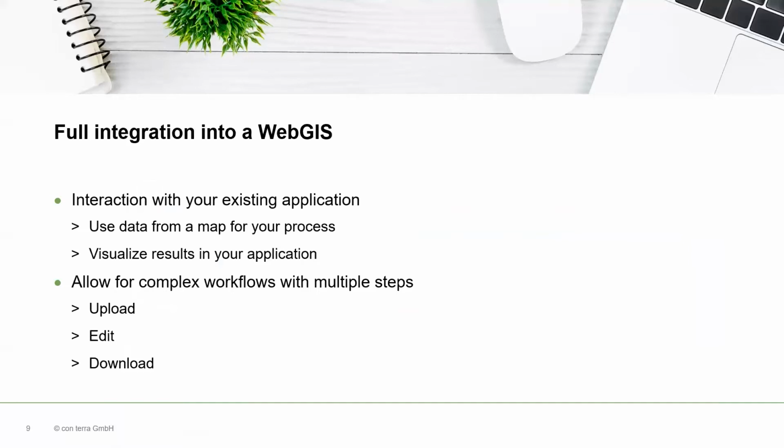So what we did is a full integration into a WebGIS. The main goal for that is that you can interact with already existing data in your application. For example, you could use data that's already existing on a map for your process, or you could visualize results in your application, for example, vector data on your map.